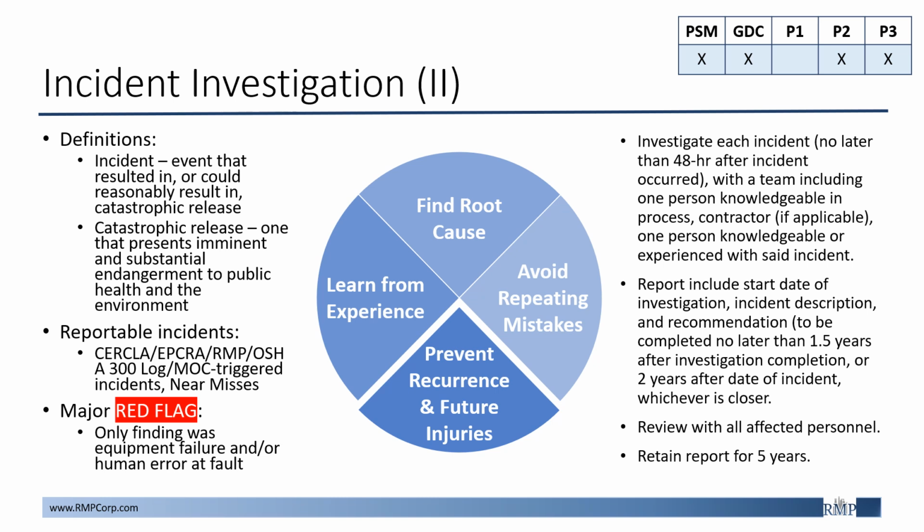So, incident refers to events that resulted in or could reasonably result in a catastrophic release. And a catastrophic release refers to one that presents imminent and substantial endangerment to public health and the environment. Some examples of reportable incidents include anything that is included within CERCLA, EPCRA, RMP, OSHA 300 log, MOC triggered incidents, and very importantly, near misses.